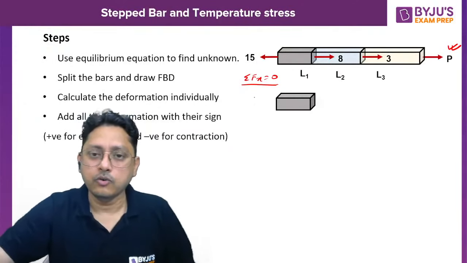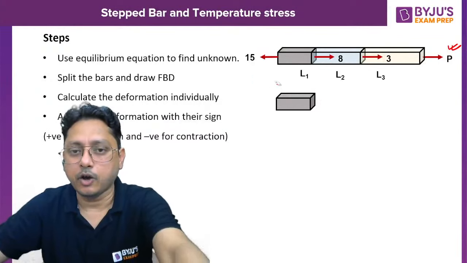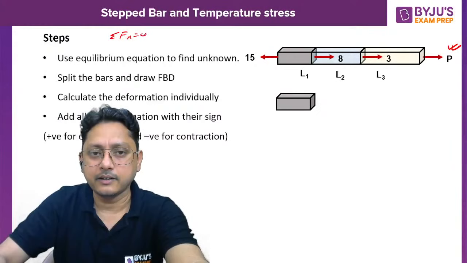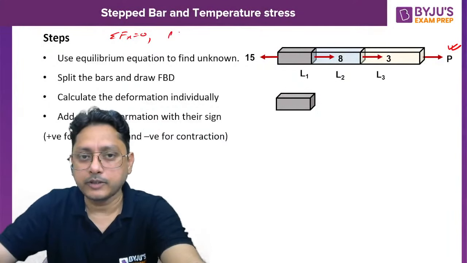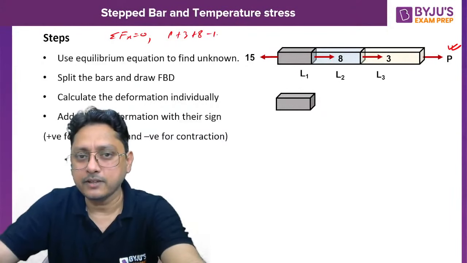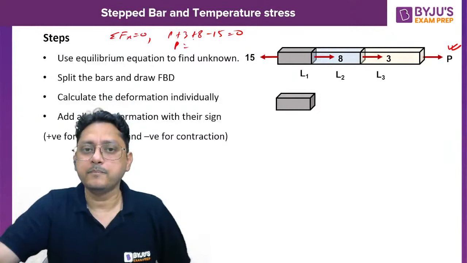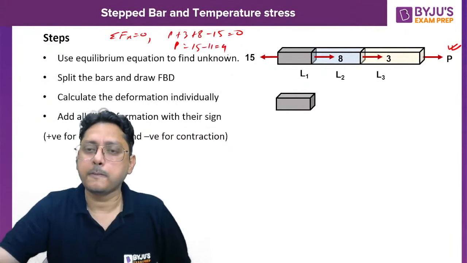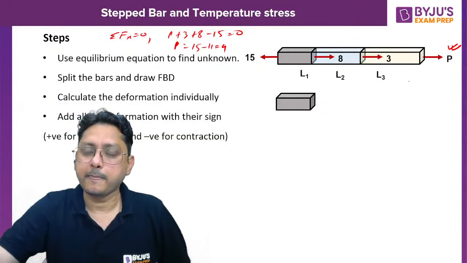While doing so, first of all, you are going to find out the force P. After application of summation of Fx equal to 0, if I consider the right side forces as plus, then P plus 3 plus 8 minus 15 must be equal to 0. From here you will get P equals how much? 15 minus 11, that is 4. So the P value is 4.